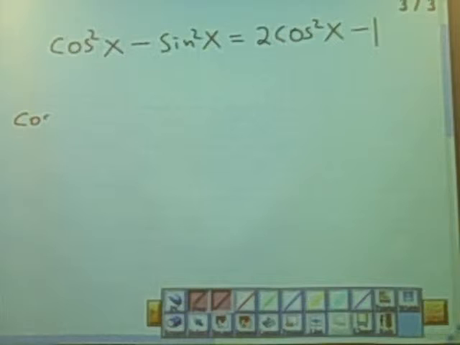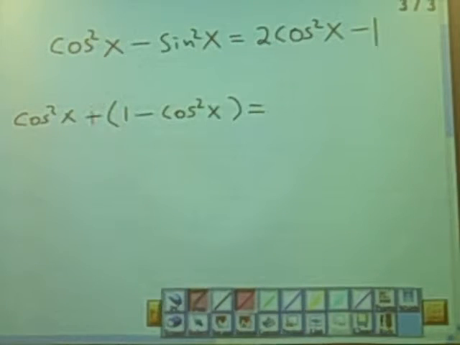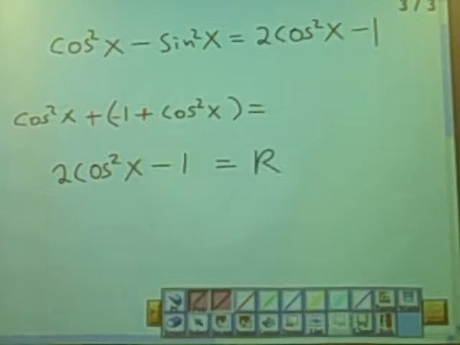So here we have cosine squared x, that's not going to change any, minus, and then we put in parentheses, we change sine squared in terms of 1 minus cosine squared x. And then we go ahead and distribute that negative, right? So that'll make a plus, that'll be a minus, and a plus. So now what we have here is cosine squared and cosine squared is 2 cosine squared x minus 1, and that equals the right hand side.